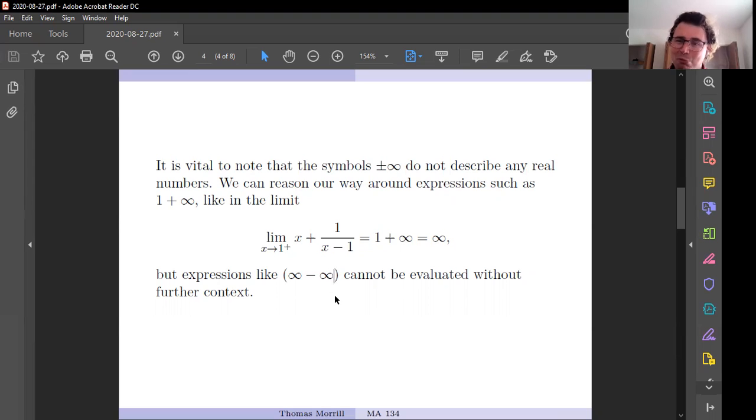So that's the reason why I'm being a little bit more stern and more strict with this language. It's so that we don't end up accidentally getting a wrong answer.